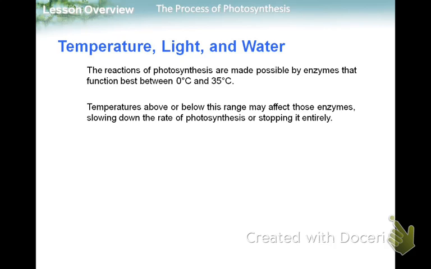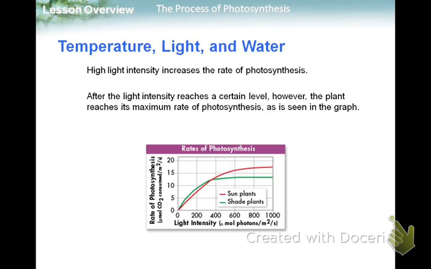Photosynthesis is ideal between 0 and 35 degrees Celsius. These enzymes function best at that temperature range. Temperatures above or below can affect those enzymes, denature them, make them unable to be used, and that can slow down the rate of photosynthesis or stop it entirely. There's a direct relationship between light intensity and rate of photosynthesis, but it levels off. After the light intensity reaches a certain level, there's a maximum, which you can see here.